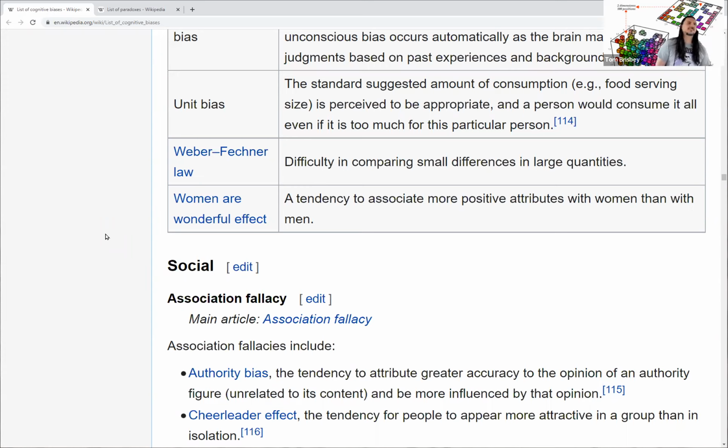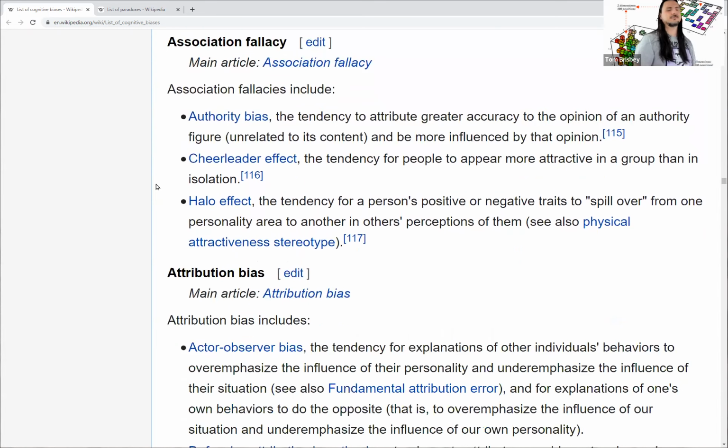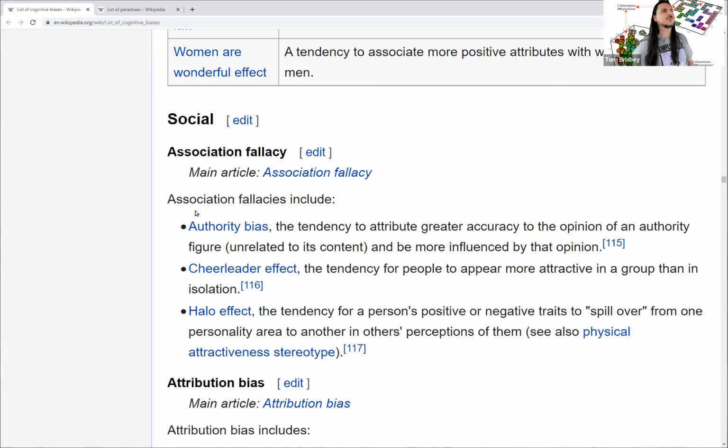Women are wonderful effect. Tendency to associate more positive attributes to women than with men. That's a biased thing right there. Someone feeling bad put that up there. The tendency, that's just a different bias. Sure, whatever you need to say is biased to make you feel good on that one. That's a thing. But it's covered by all the other biases without putting a specific gender to it. It's just incomplete. That's why it bothers me.